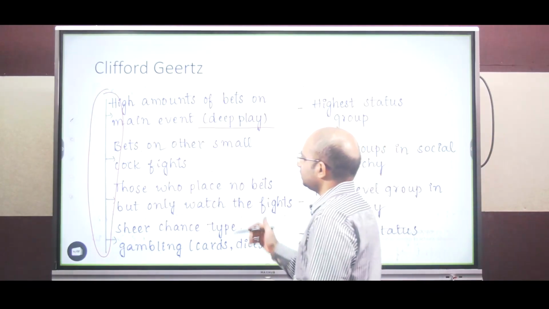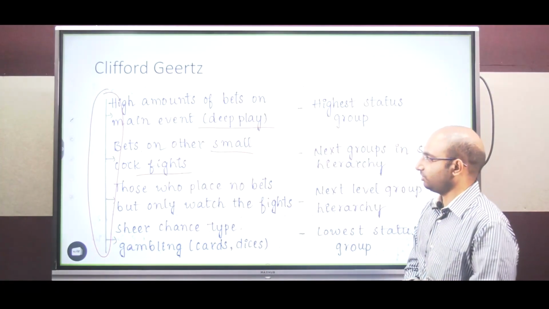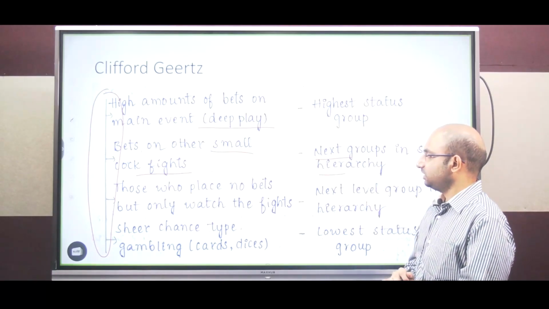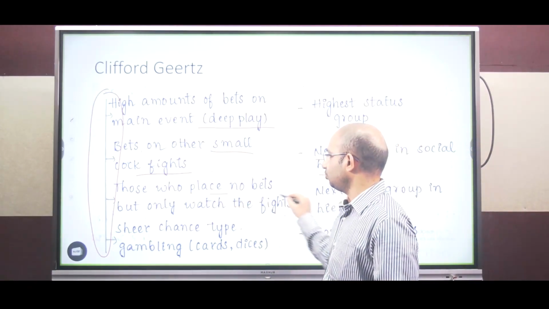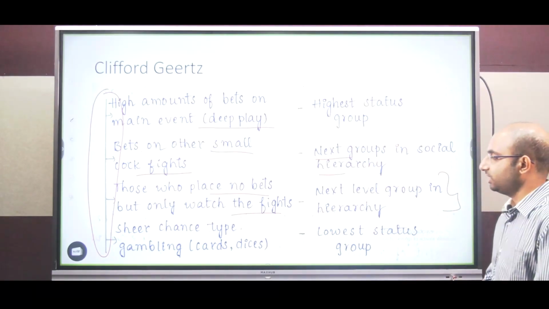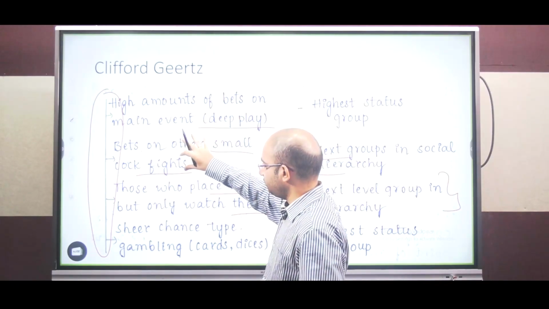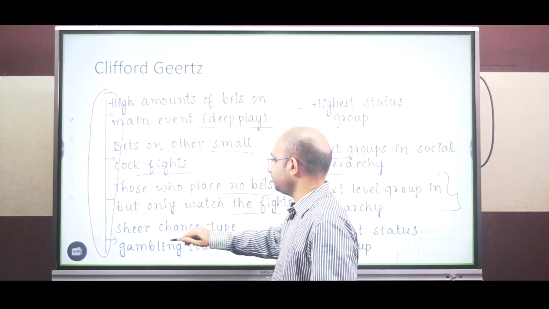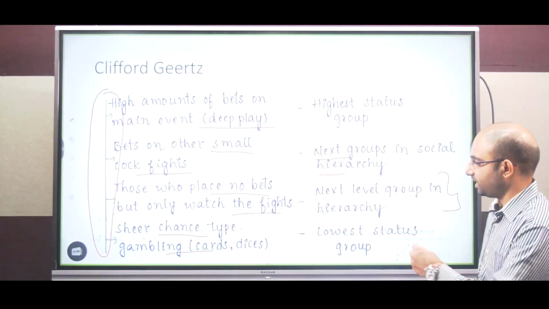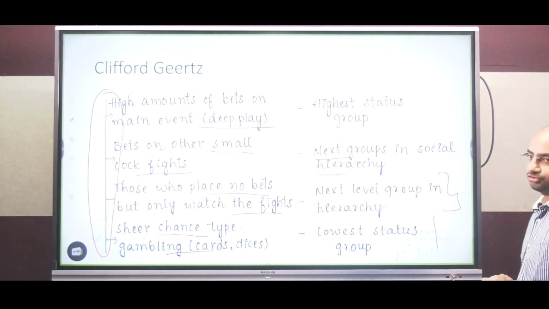Next, you have other cockfights. These are also cockfights, but these are not the favorite cocks or champion cocks. So here, the group which is next level in hierarchy is placing bets. Then you have those who are placing no bets but only watch the fights. These are the third level of group in society. Then there are those who are neither placing bets on the main event or subsidiary events, nor even watching. These are people who are just involved in other small folk games around the event, like some dice games, some card games, and so on. These are the people who belong to the lowest group in society.